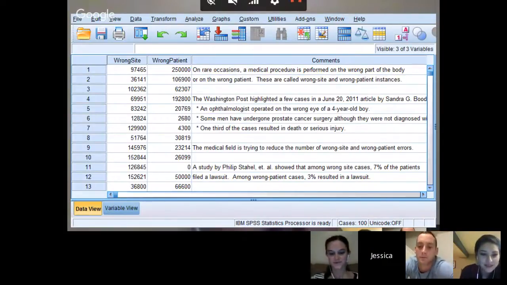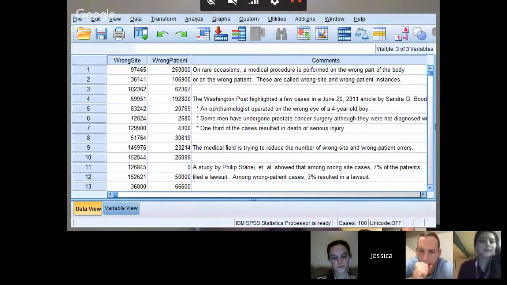Wait, how do you find the Q1? Yeah, I think you do Analyze, and then it's Frequencies? Yes. Or Explore? No, it's Frequencies, I think. Oh, okay. And then Statistics, and then make sure it has percentile. And then you put what percentiles you want. Yeah. Okay.